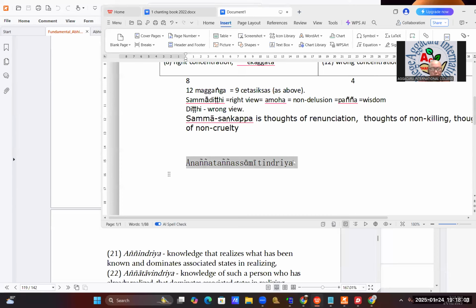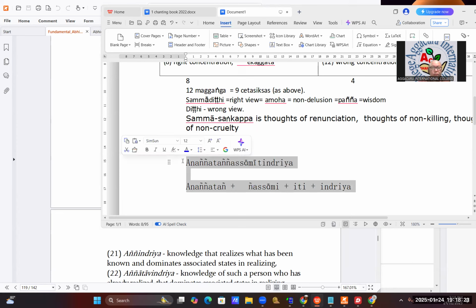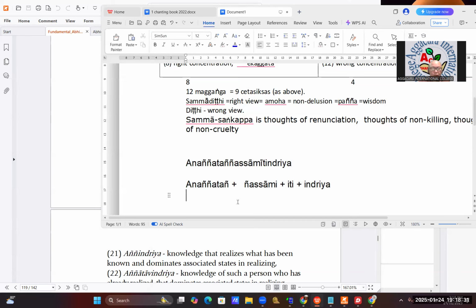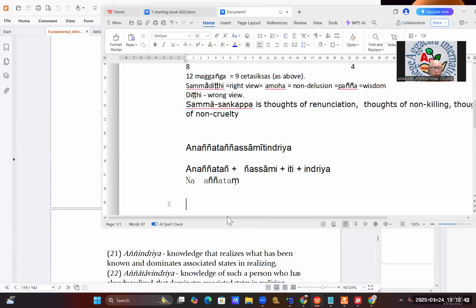You can divide it as anyanyata, yasami, iti. Okay, and then plus indriya. If you further divide, you can put na plus a, nya, tam. And this na is no, okay? Not the word no, or new. It's a future tense, I will know. Okay, iti and indriya. So faculty, controlling faculty.